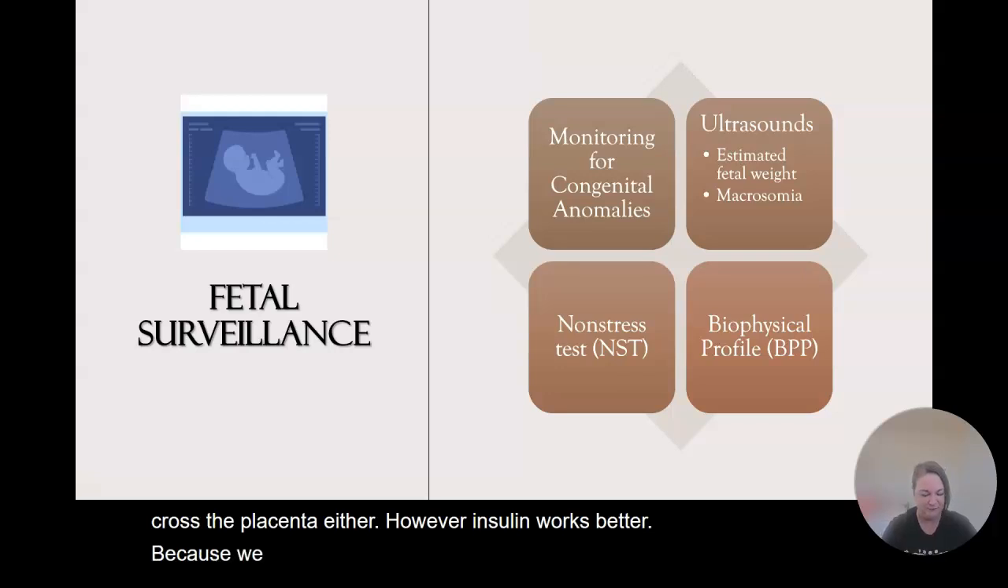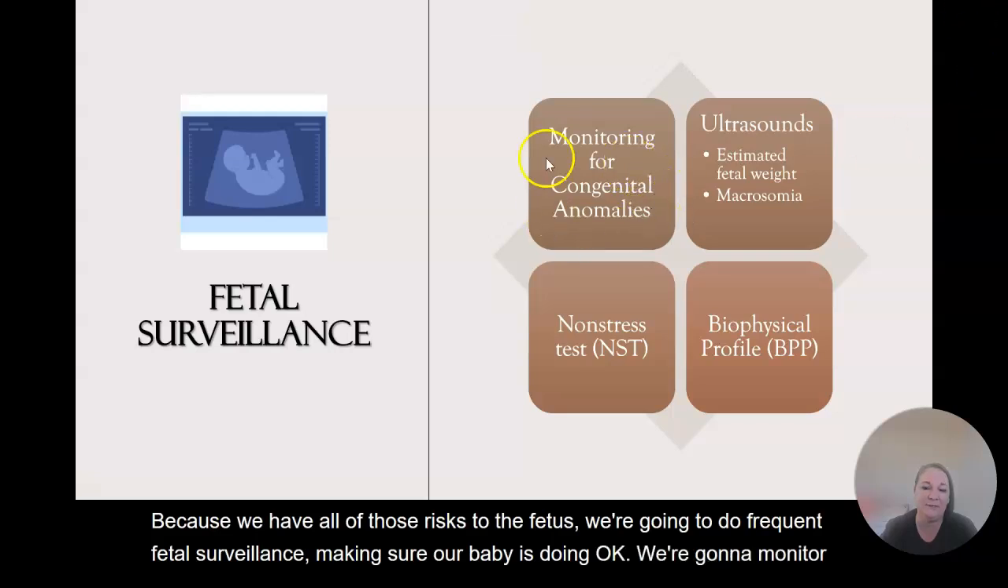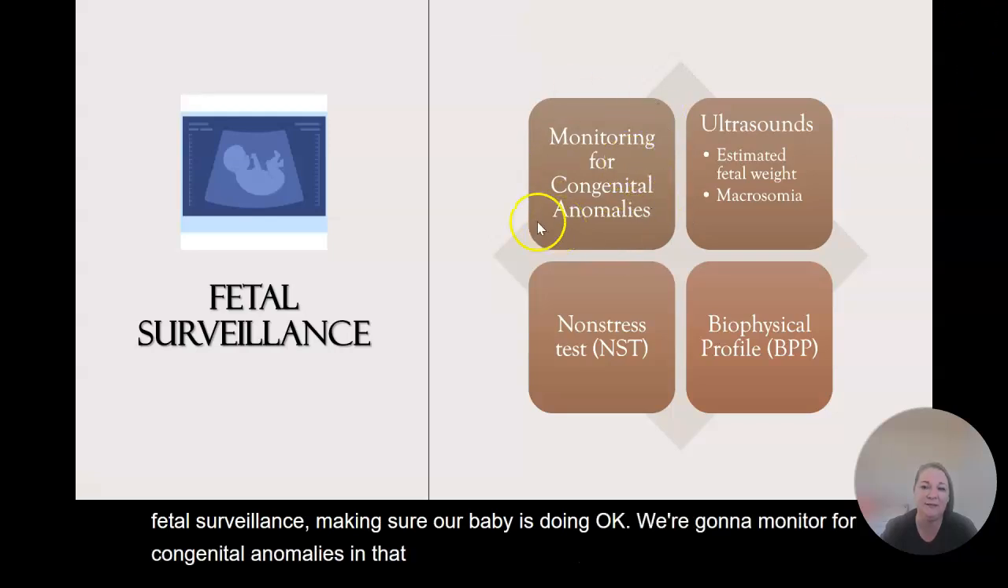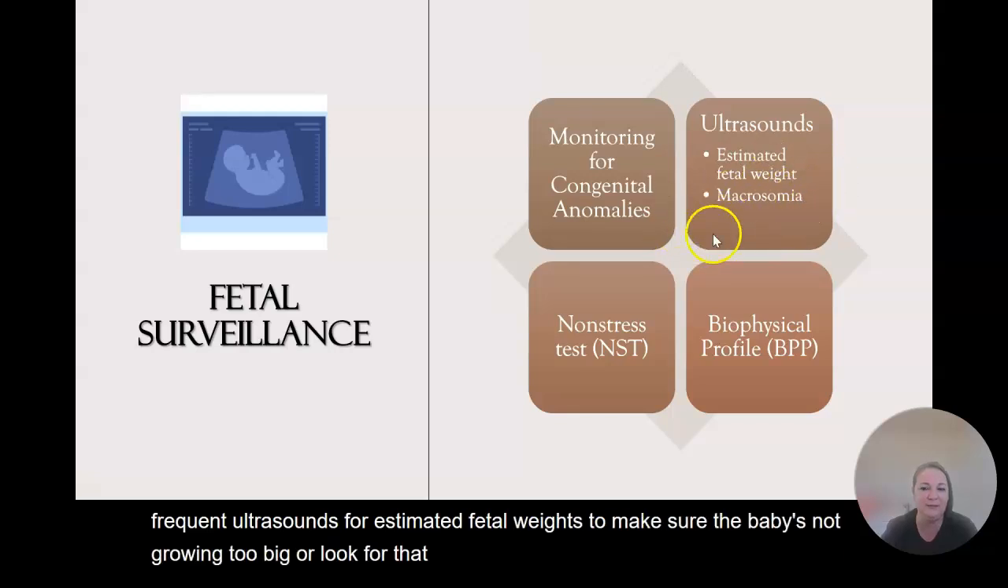Because we have all of those risks to the fetus, we're going to do frequent fetal surveillance, making sure our baby is doing okay. We're going to monitor for congenital anomalies in that first trimester and moving on. We're going to do frequent ultrasounds for estimated fetal weight to make sure the baby's not growing too big, or look for that fetal macrosomia, too large of a fetus.